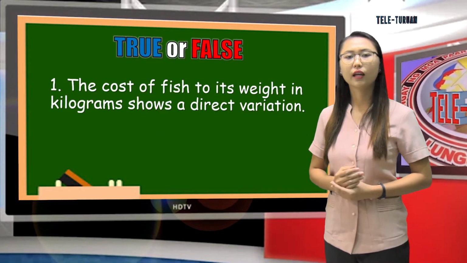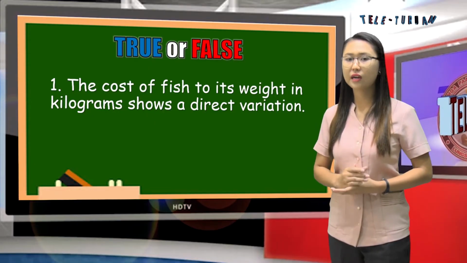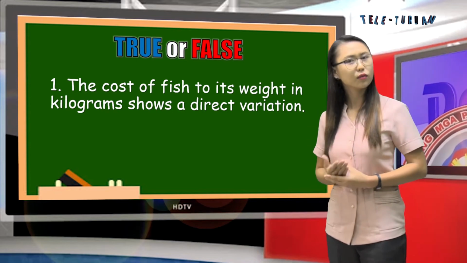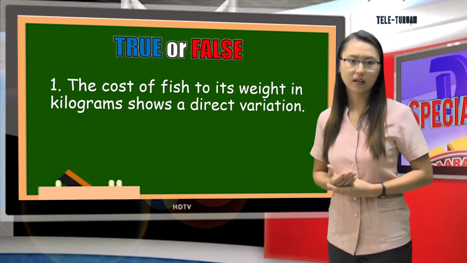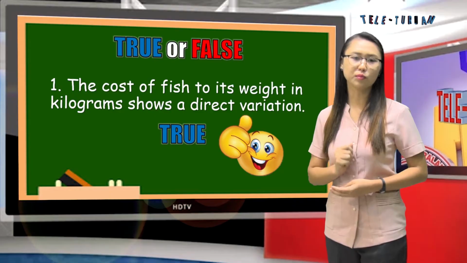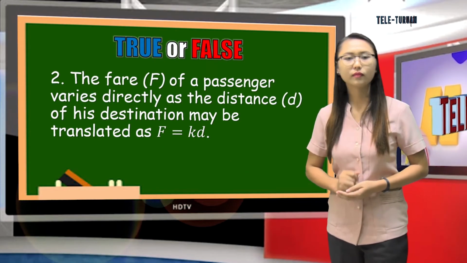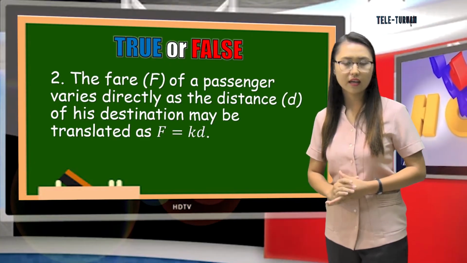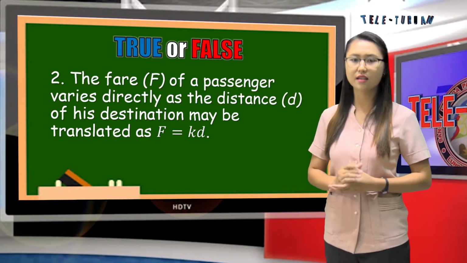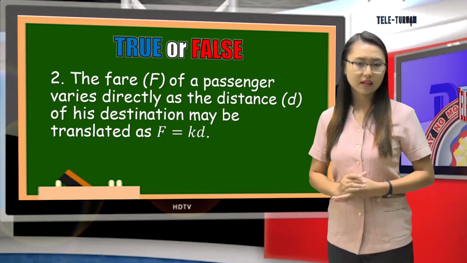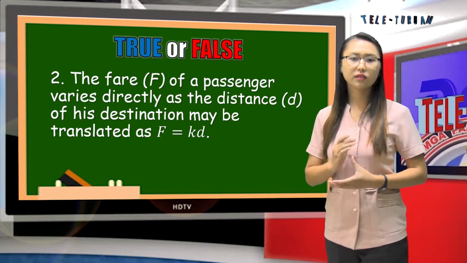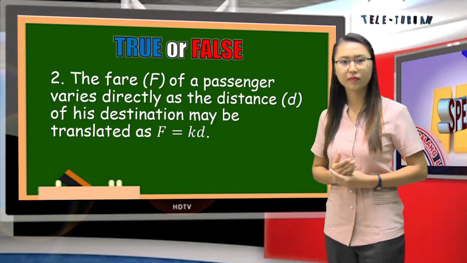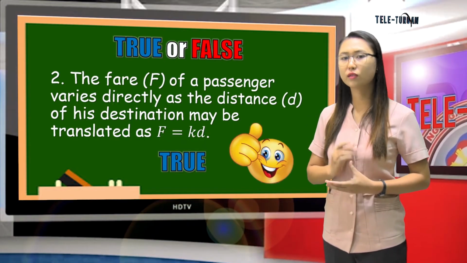Number 1. The cost of fish to its weight in kilograms shows a direct variation. Is it true or false? Correct. This is true. Number 2. The fare F of a passenger varies directly as the distance D of his destination may be translated as F is equal to kD. True or false? Correct. This is a true statement.